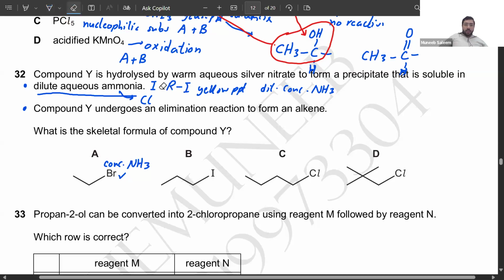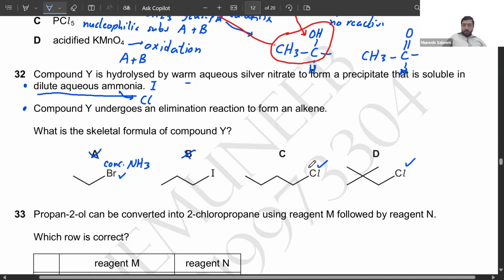So that's why the compound which is going to be figured out should contain chlorine, because the chloride precipitate can be dissolved using dilute aqueous ammonia. So that's one of these two, which means A and B are incorrect. The second point says compound Y undergoes an elimination reaction to form an alkene.